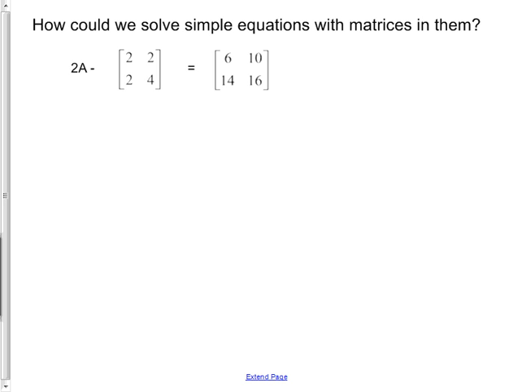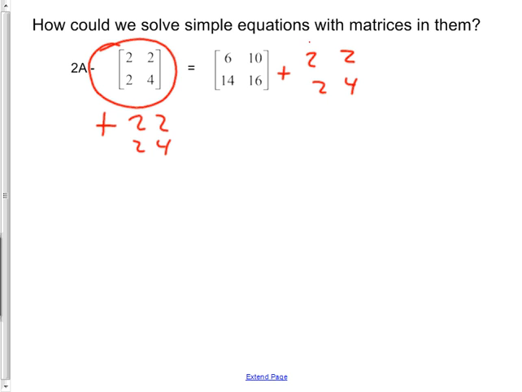First thing, if this had been a normal equation, we would want to do the opposite of this first, and then we divide everything by 2. With matrices, there's no such thing as dividing. But instead of dividing everything by 2, we could multiply everything by 1/2. Okay, so first thing, though, is we do the opposite of minus this matrix. So we add that matrix to both sides. Plus 2, 2, 2, 4 on both sides.